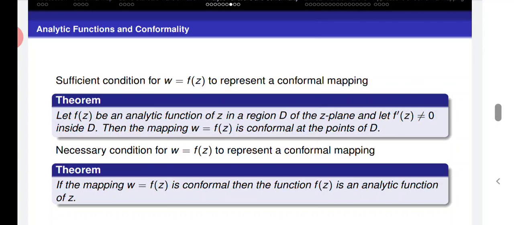Necessary condition for w equal to f of z to represent a conformal mapping, we have the theorem for it. If the mapping w equal to f of z is conformal, then the function f of z is an analytic function of z. These are two results as a part of the theorem, the sufficient condition as well as the necessary condition to represent a conformal mapping.